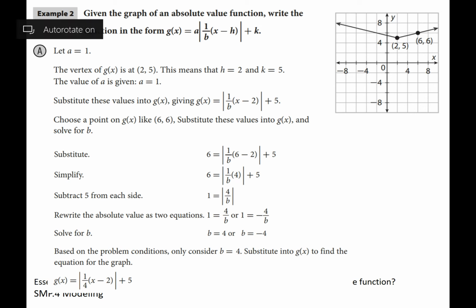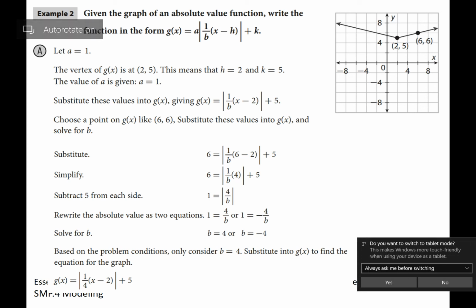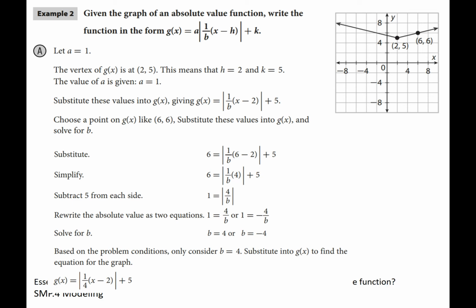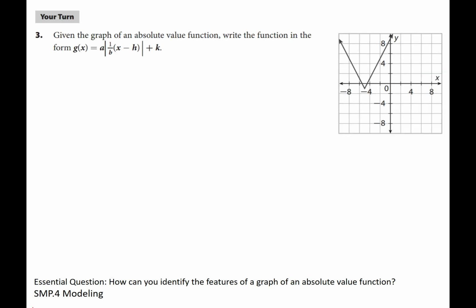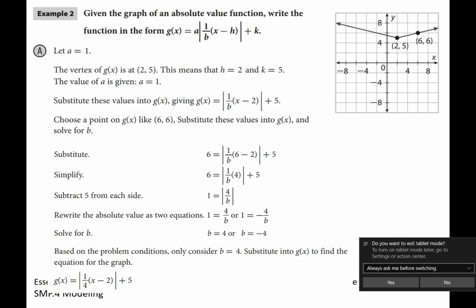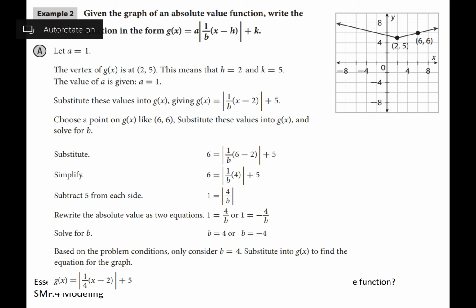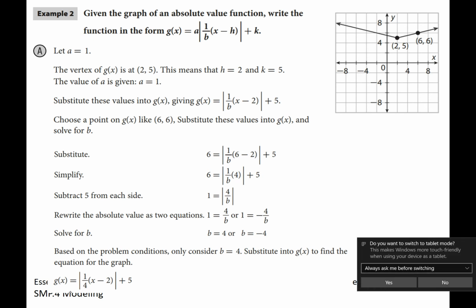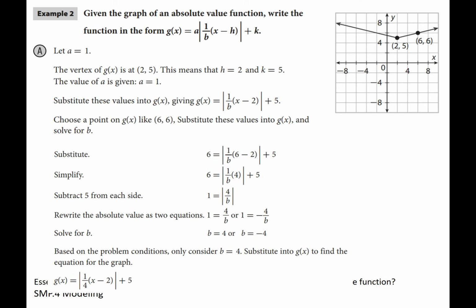Okay, so we're going to go ahead and step through one of these. We're writing the equation, and then we're going to fill one in ourselves. So in this case, they told us a equals 1. They're giving us that information, which it does give it to us in the homework as well. The vertex of g is at 2, 5, and you could read that off the graph.